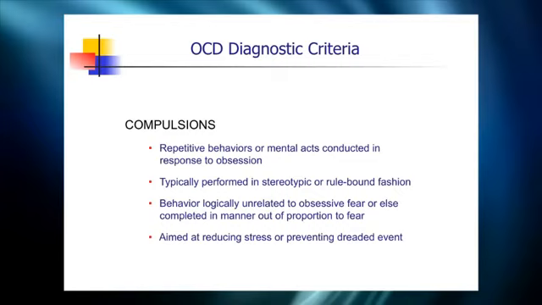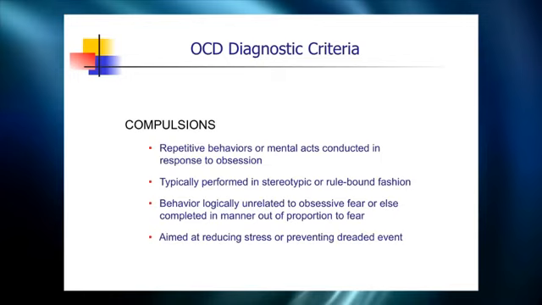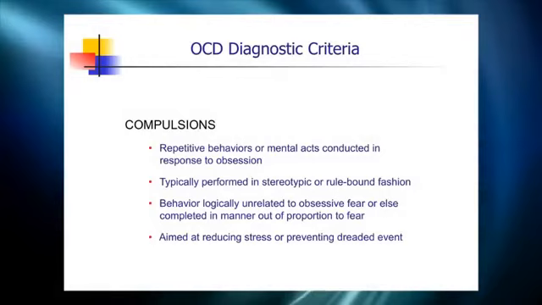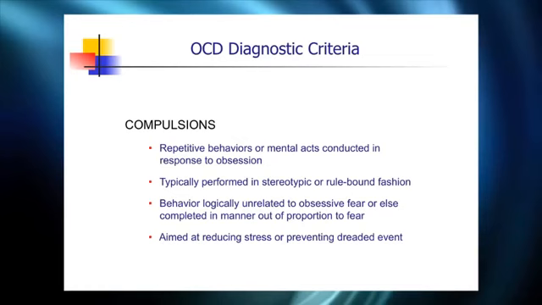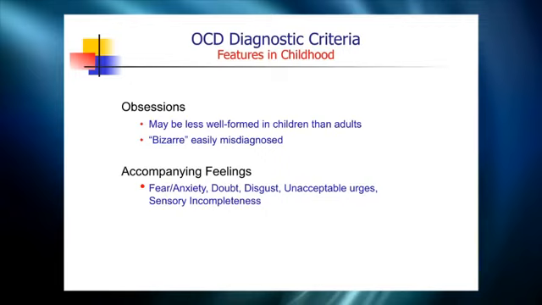And the behavior is either logically unrelated to the obsessive fear. So for example, somebody that needs to do things in multiples of three, pick up the coffee cup one, two, three times before they drink it to ward off something bad happening to their mother. The compulsion is not related in any logical way to the fear of protecting mom. Or if it is related, and the most common example would be excessive hand washing in response to contamination or germ fears, it really is out of proportion to the realistic danger associated with the obsession.